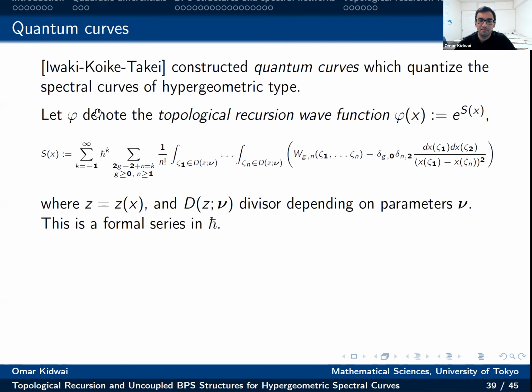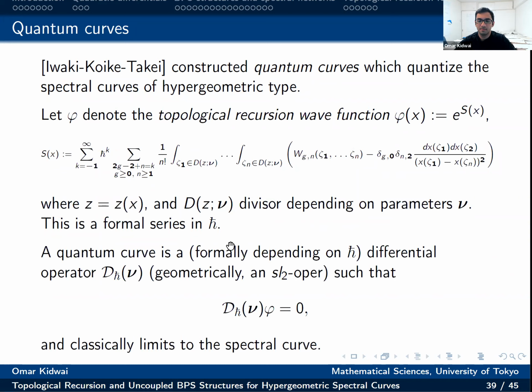What that means is that basically I write down the topological recursion wave function, which is some h-bar series, some formal series constructed out of TR. Don't worry about the formula. It's just some particular formal series constructed out of these WGNs. And the integration is performed over a divisor that has a certain dependence on a parameter nu. And so if this thing kills, a quantum curve that is a differential operator that kills this wave function has classical limit equal to the original curve.